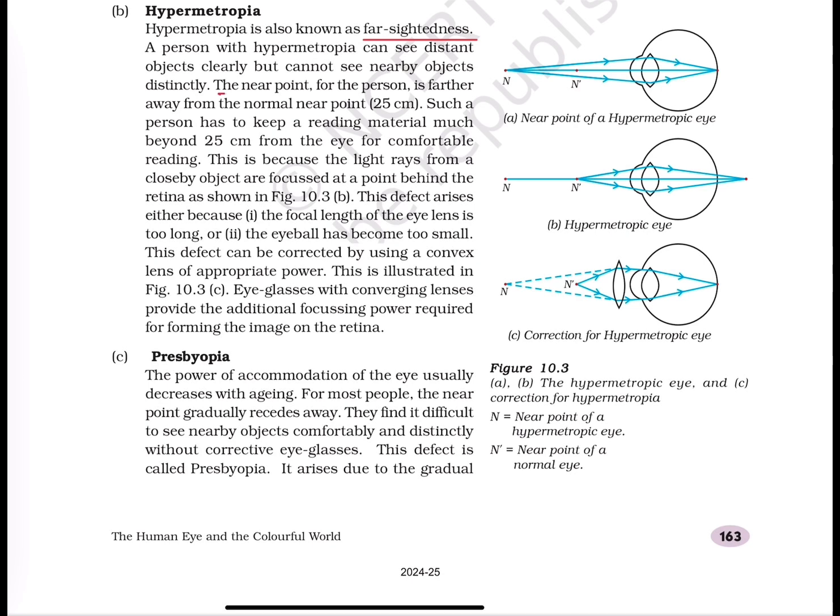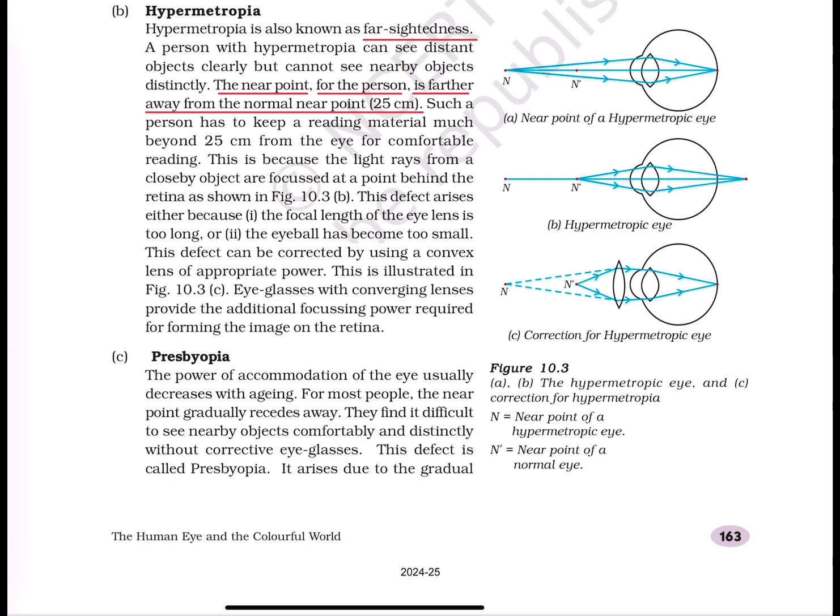This means the near point for the person is farther away from the normal near point, that is 25 centimeters. Such a person has to keep reading material much beyond 25 centimeter. If he has to read something, he will have to keep it much farther away than 25 centimeter. Then in this case, we can say that the person is suffering from hypermetropia.